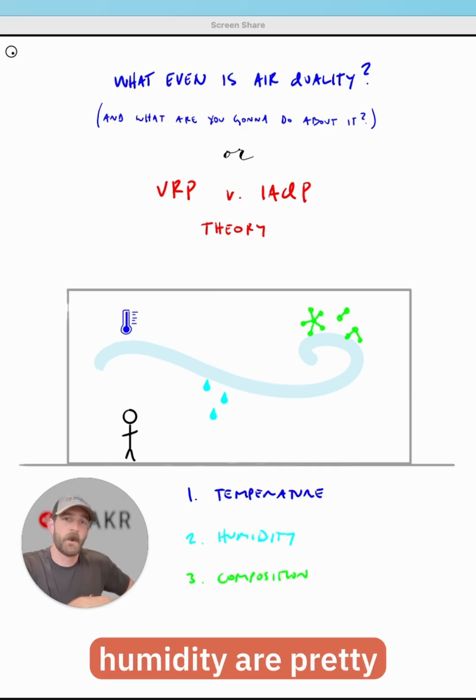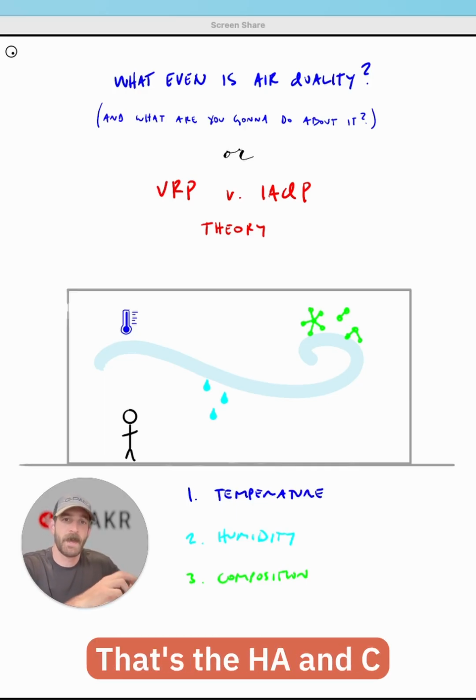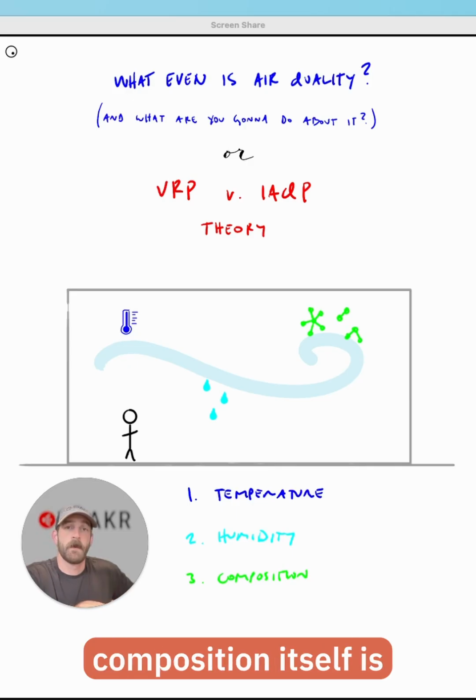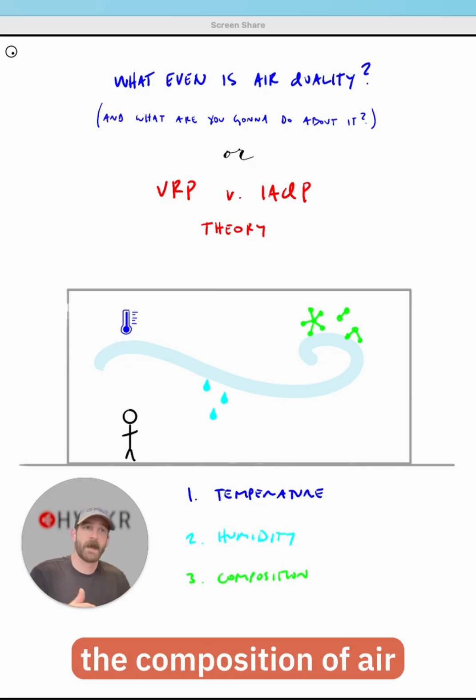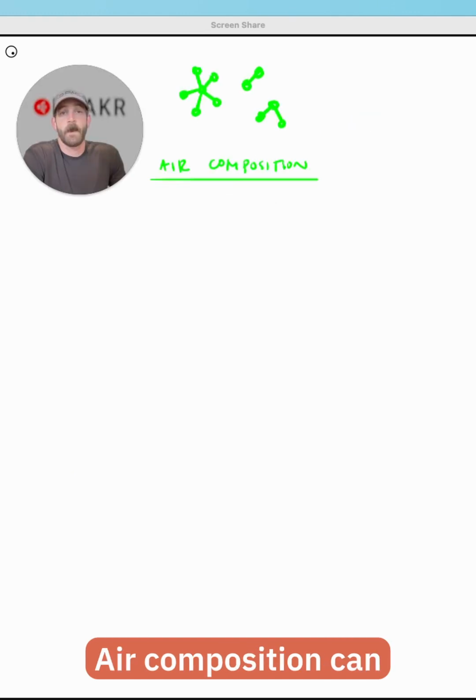Temperature and humidity are pretty straightforward. That's the H, A, and C in HVAC. But the composition itself is less understood. So let's spend some time breaking down the composition of air even further. Air composition can be explained using three categories.